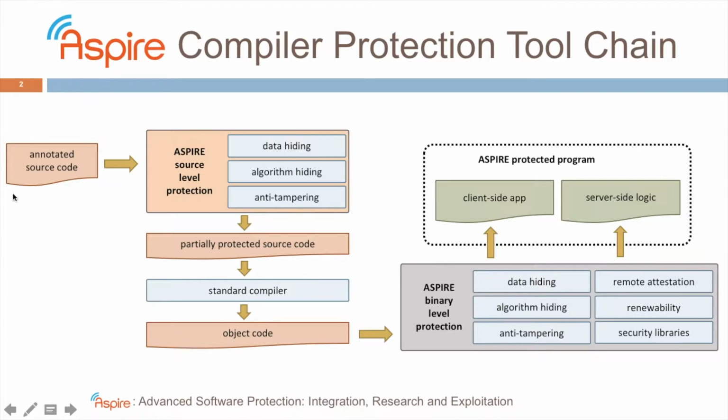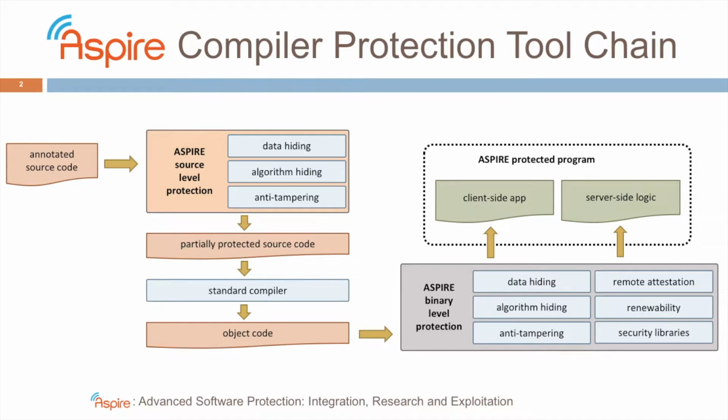The toolchain starts with annotated source code, then applies some transformations on the source code to deploy source level protections. The code is then compiled with a standard compiler, and then in the last step it will be rewritten, that is, the binary code will be rewritten to produce an application that consists of 2 parts: the client-side app that will run on the mobile device, and some server-side logic that will run on a secure server, and that will help in guaranteeing the security requirements of the client-side app.